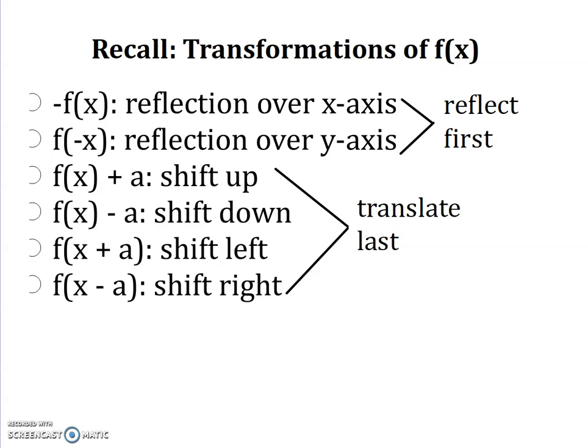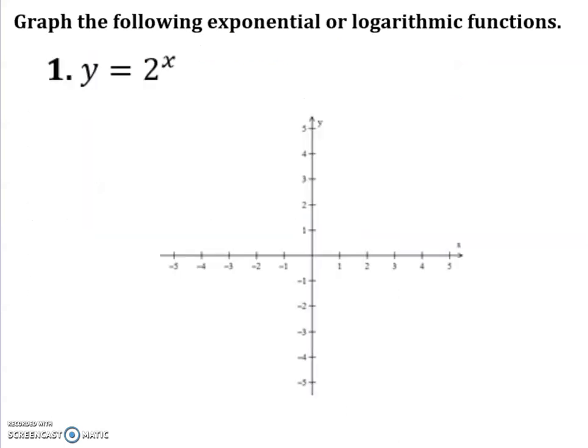Shifting up or down is going to change my horizontal asymptote, which is what, if you're looking at the problems and the solutions, that dashed line is.